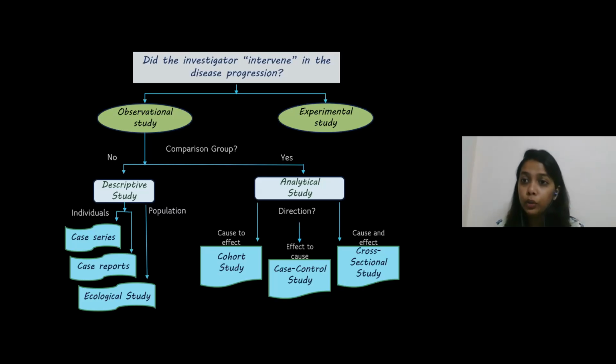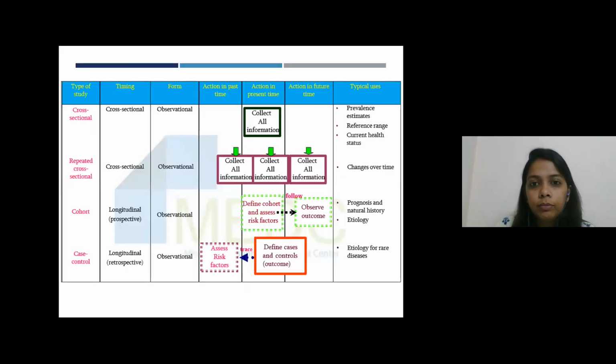If you're trying to look for an association between anything, it automatically becomes an analytical study. If you're doing it at one point of time, it's a cross-sectional analytical study. If you're just trying to see and describe the population, it's a cross-sectional descriptive study. So, a variation of cross-sectional studies is what we refer to as repeated cross-sectional studies.